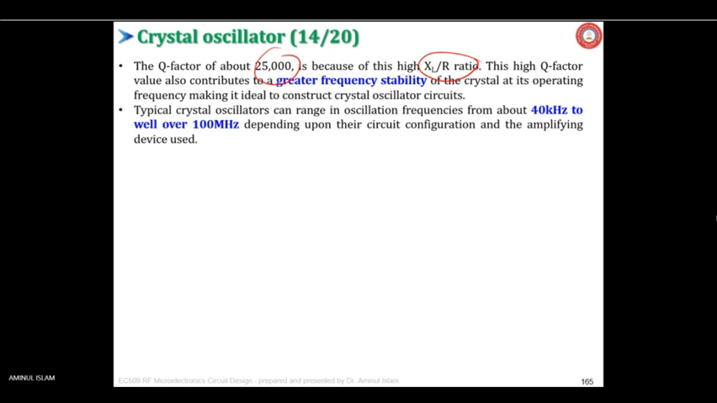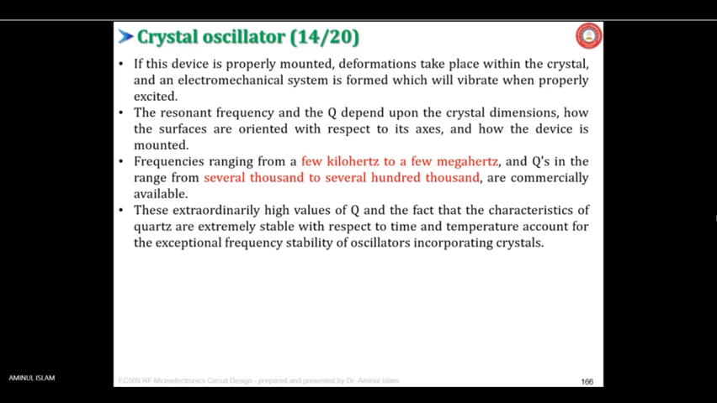Typical crystal oscillators can range in oscillation frequency from 40 kilohertz to more than 100 megahertz, depending upon their circuit configuration and amplifying device. If this device is properly mounted, deformations take place within the crystal and an electromechanical system is formed, which will vibrate when properly excited. That is the behavior of the crystal.